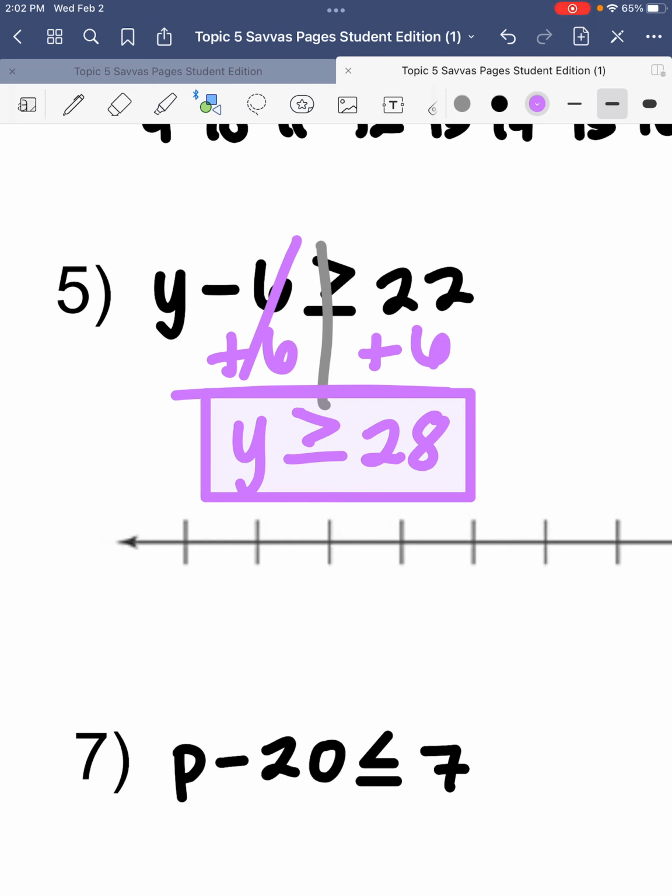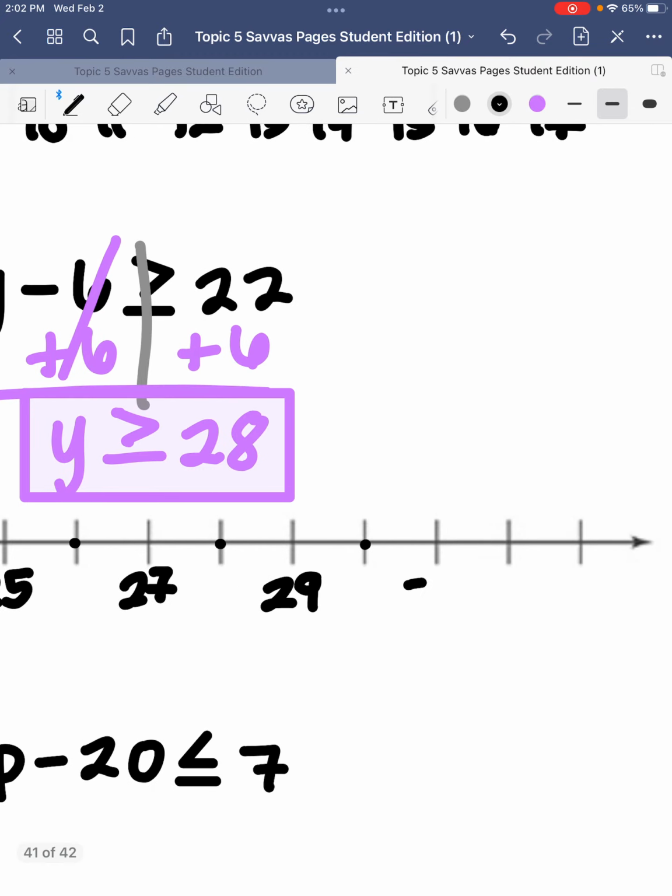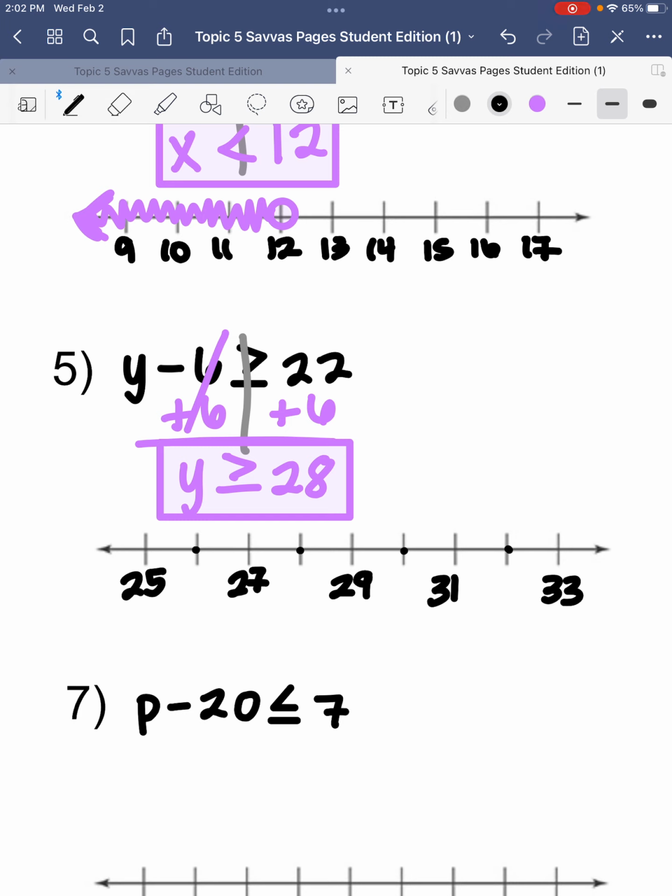Now I need to graph that solution. So I'm going to put it on my number line. So I want 28 to kind of be towards the center. So maybe we start with 25, and this time I'm going to count by 2s. So that right there is 26. So then I have 27, that's 28, 29, that's 30, 31, 32, and 33, okay? Now, where does my circle go? My circle goes at 28, which is right in between 27 and 29. So that's where 28 is.